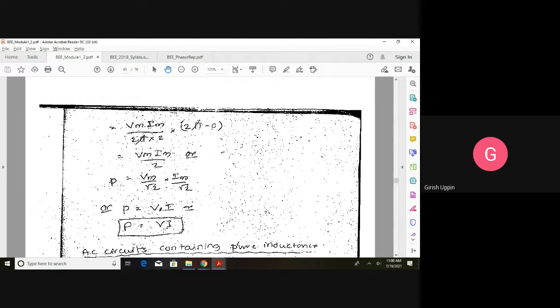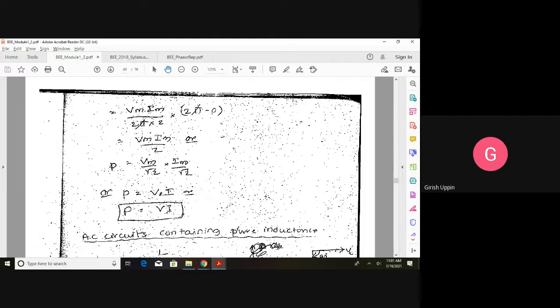So, if they ask about pure resistance, draw the circuit diagram, write the equation V is equal to Vm sin omega t. Then what is the current? V is equal to I into R, so I is equal to the instantaneous value V divided by R. Substitute for V, you get Vm sin omega t, and then the current is I is equal to Im sin omega t. Once you know both are in phase, draw the waveforms, draw the phasor diagram, and find the power consumed by this particular component.